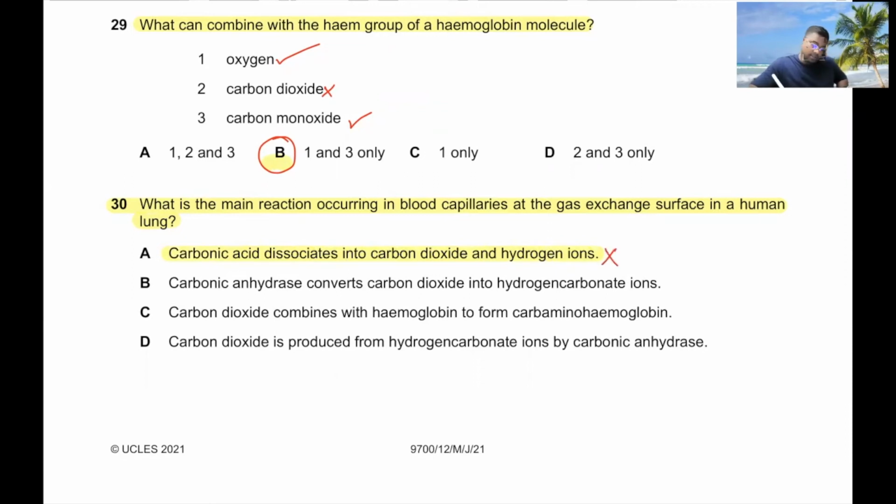That is not the main reaction occurring in blood capillaries at the gas exchange surface. Carbonic anhydrase converts carbon dioxide into hydrogen carbonate ion. No, that is done in red blood cells when near actively respiring tissue. Carbon dioxide combines with hemoglobin to form carbaminohemoglobin. No. Finally, carbon dioxide is produced from hydrogen carbonate ion by carbonic anhydrase. Yes, D is correct. Carbon dioxide is given off in the lungs. 30, D.